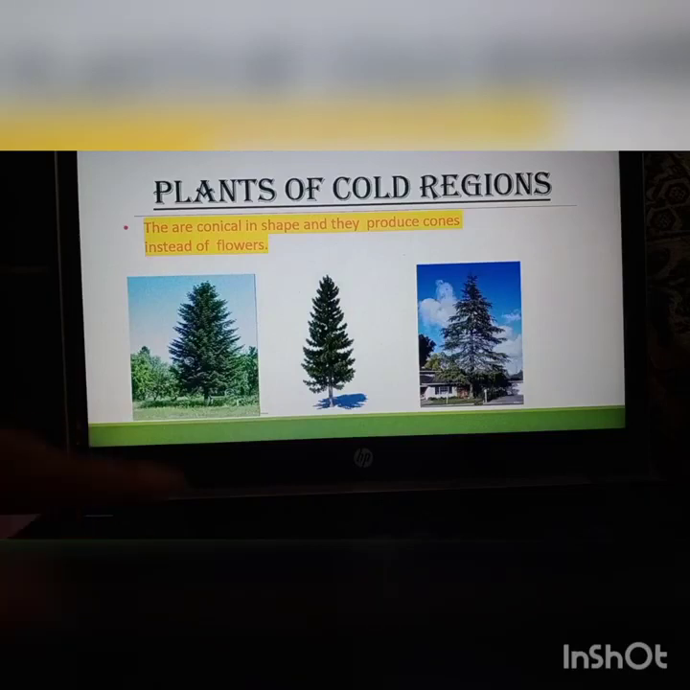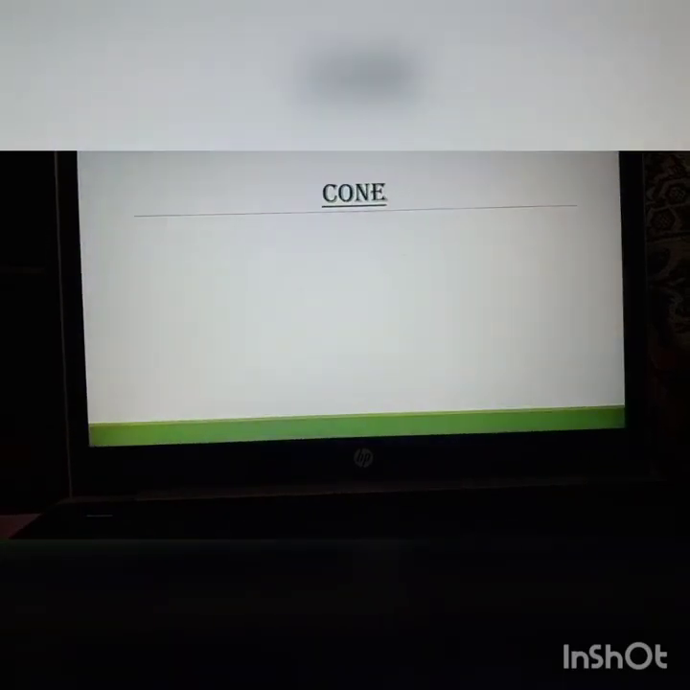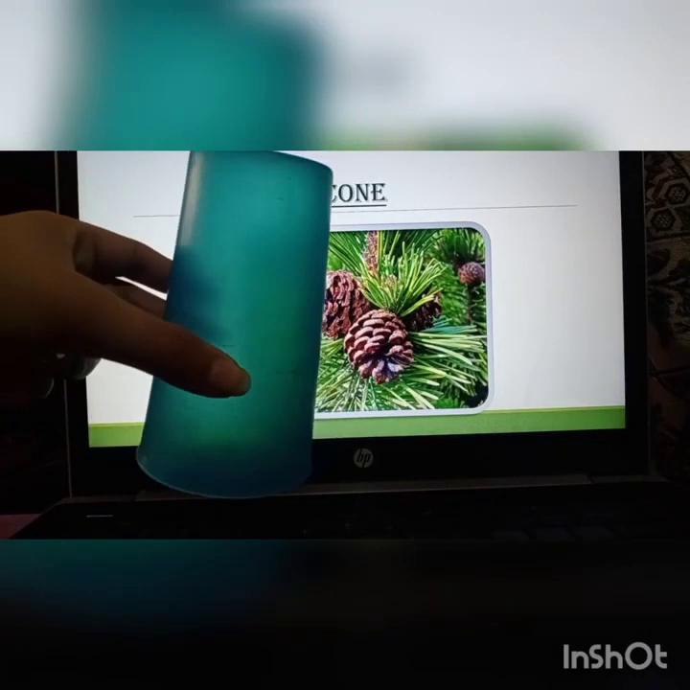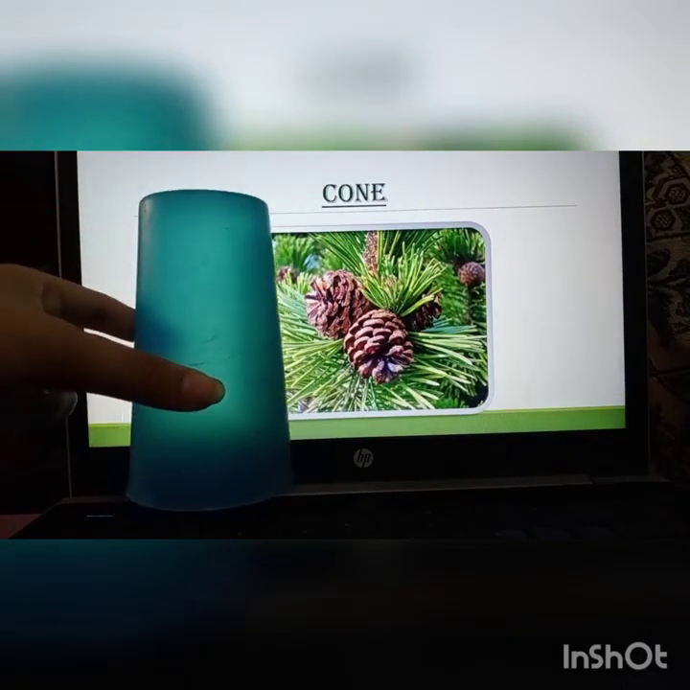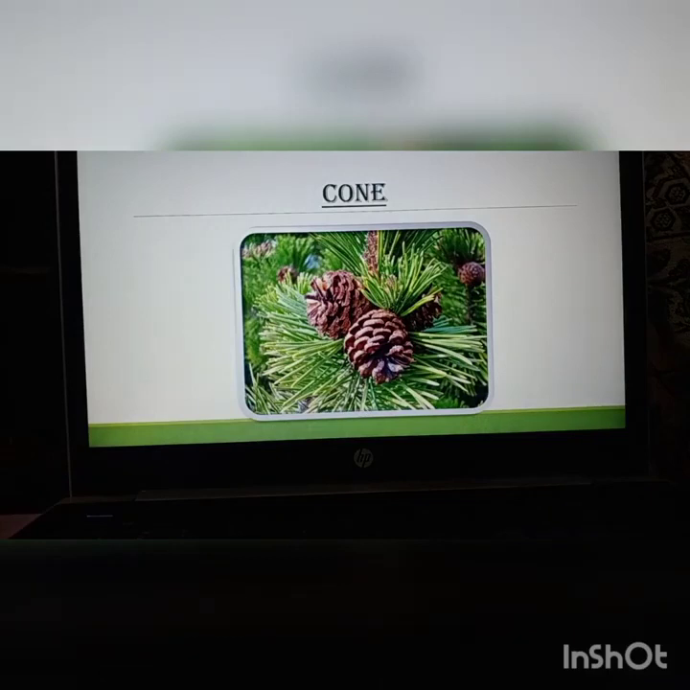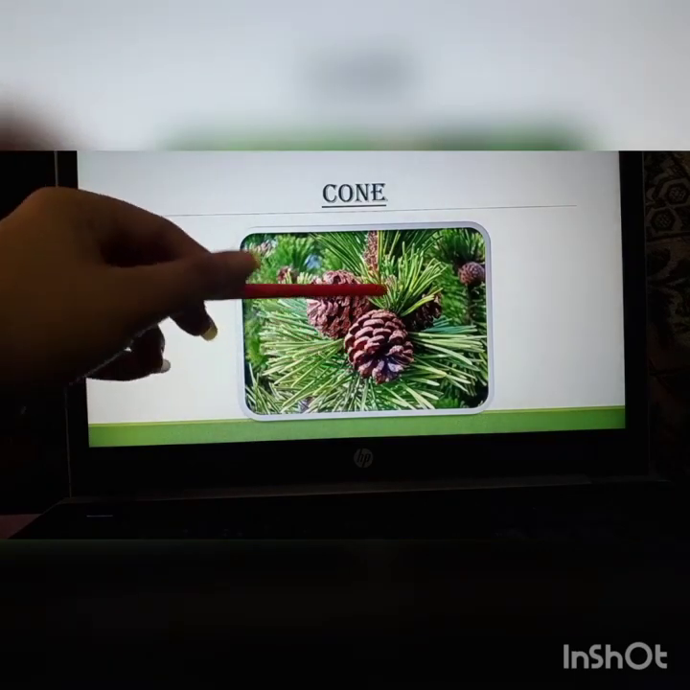Okay students, now let's move to our next shape, that is the cone shape. I already told you, the inverted V shape is called a cone shape. Let me show you a picture. This shape is like a cone shape. And I told you that these plants produce cones instead of flowers. So this is an image of a cone.